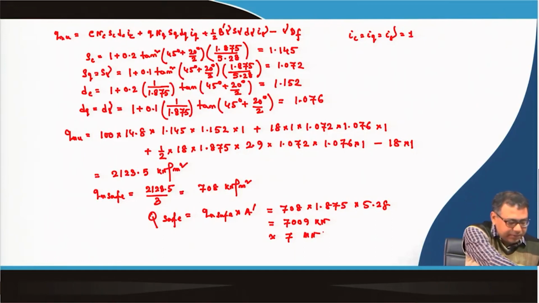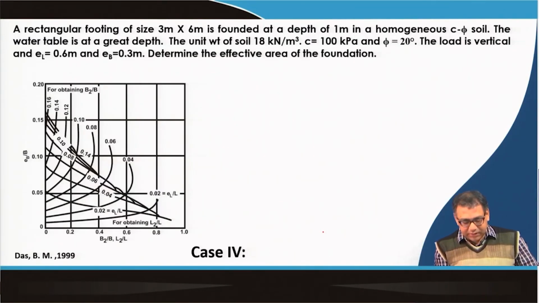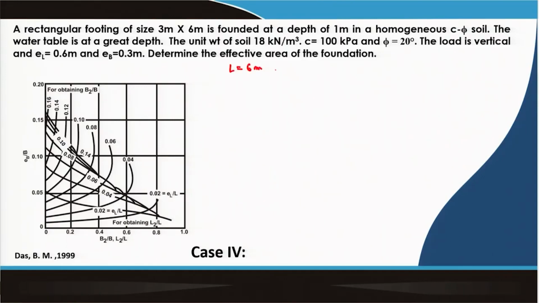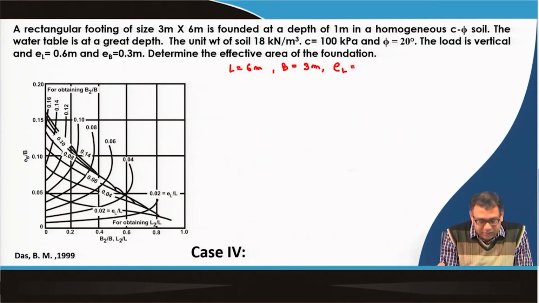So, now the next problem that I will explain is how I can use case 4 to determine the effective area of the foundation. Okay. So, now this is a similar type of problem, only difference is that here the EL is taken 0.6 meter and EB is taken 0.3 meter. So, now my L is equal to 6 meter and B is equal to 3 meter. Now, EL is equal to 0.6 meter and EB is equal to 0.3 meter.